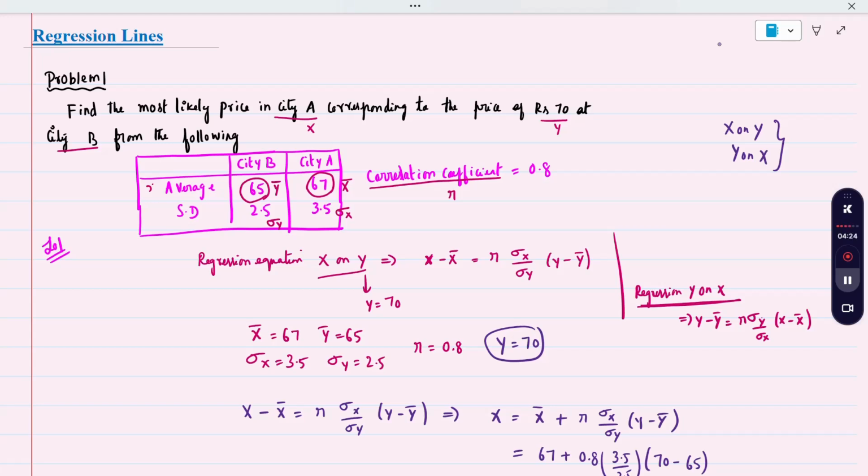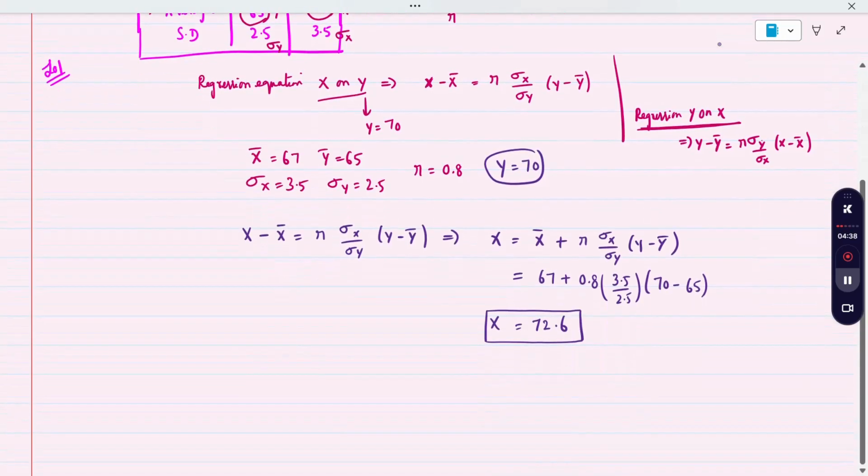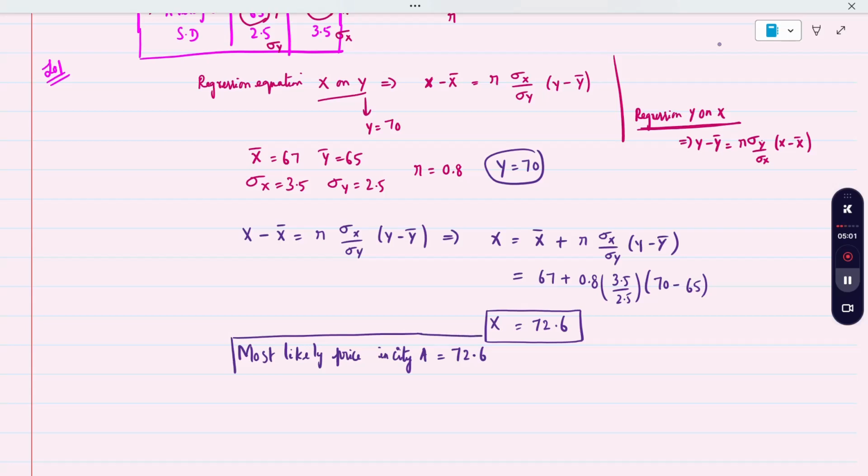We have to use only X on Y or Y on X, and that way we can calculate it. This is called regression Y on X. So the most likely price in city A is 72.6. That is my answer. Thank you.